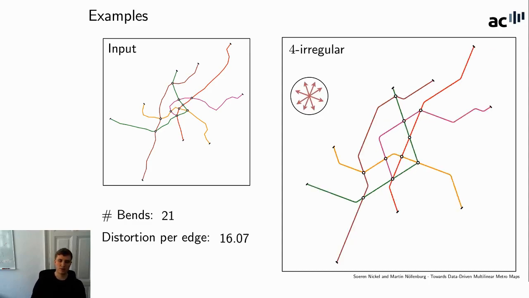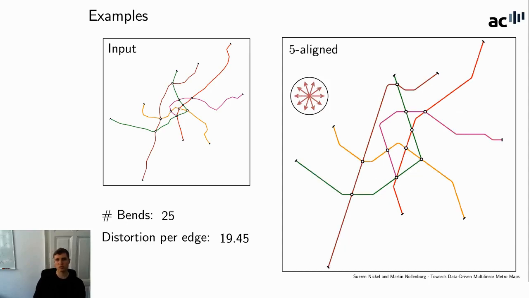And lastly, I want to mention that we are obviously not bound to use only 3 or 4 regular, aligned or irregular metro maps. We could also increase this to a 5 linearity system.